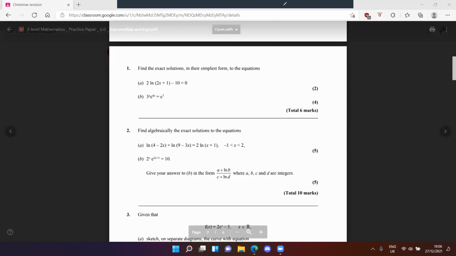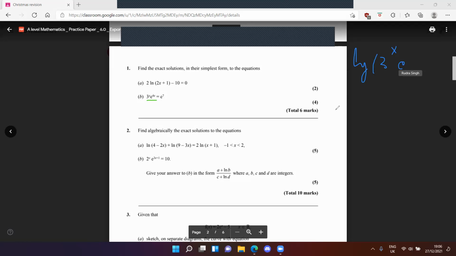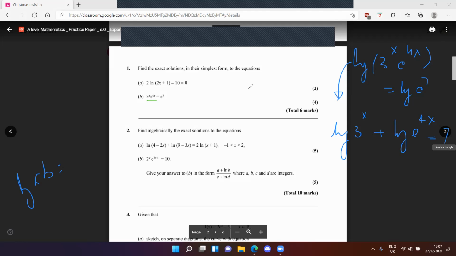So for this first one, you'll take log of 3 to the power x times e to the power 4x, equal to the log of e to the power 7. On the left hand side, by the property of log, log ab is log a plus log b. So this will become log 3 to the power x plus log e to the power 4x, and this will become 7, simply because that's natural log we take. So this becomes x log 3 plus 4x log e, and log e again becomes 1, because log e is 1, and that is equal to 7. So you can take x common here, and it becomes x(log 3 plus 4) is equal to 7.